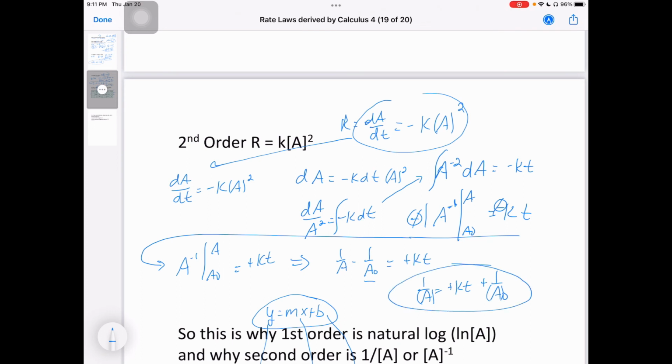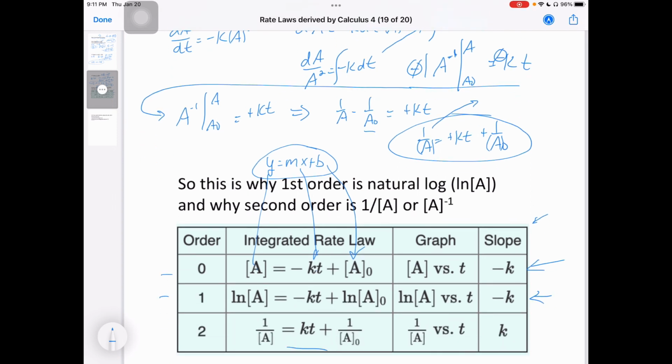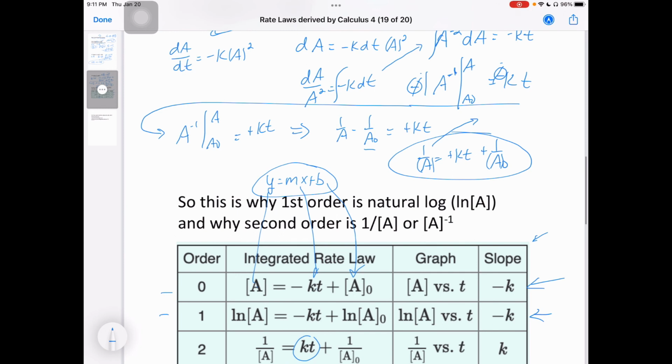And there, my friends, is the second order rate law. Because we had a second order here and we flipped it, making it a -2 on the left to integrate the ordinary differential equation, flipping it to the negative sign, that's why I get A to the -1, which is 1 over A. And there we have it. And that's why it's a positive kt, because I had two negatives from the -1 power when I integrated.